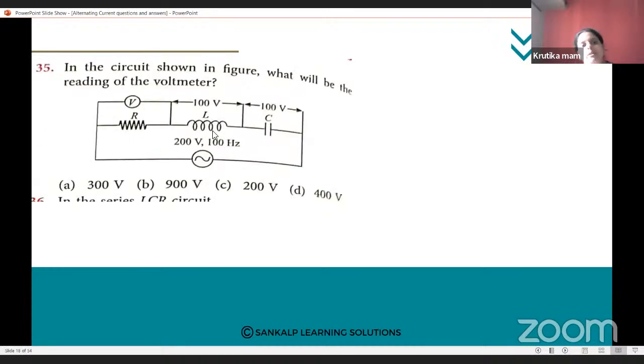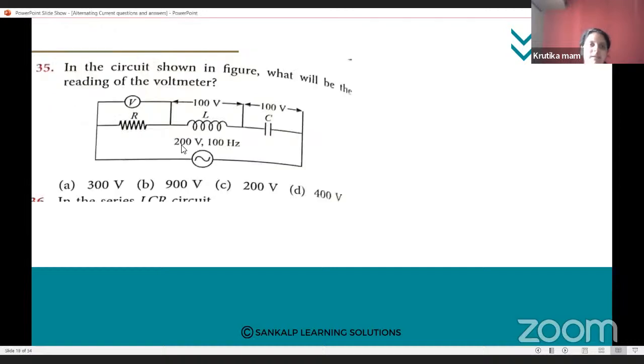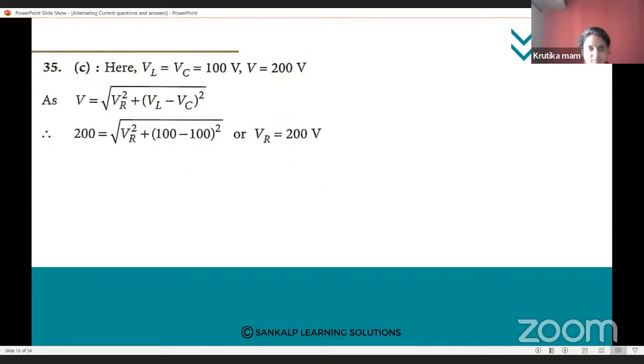Yes. So it is an LCR circuit. I have already told you the formula when I explained the LCR circuit. Yes. So with the help of the triangle, 200. Yes, very good. So if you see, VL and VC is equal to 100. Looking at the new figure, you can understand VL is equal to VC is equal to 100 volt, and V is equal to 200 volt.